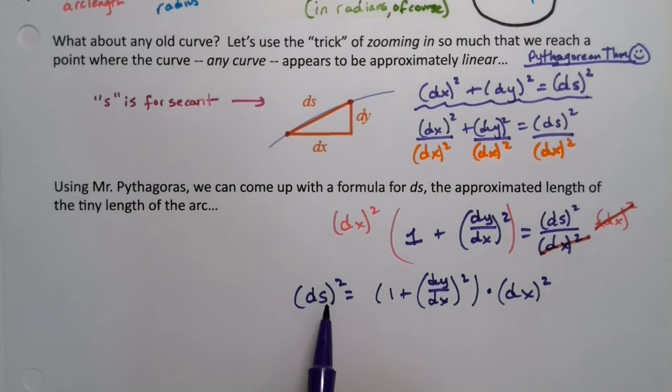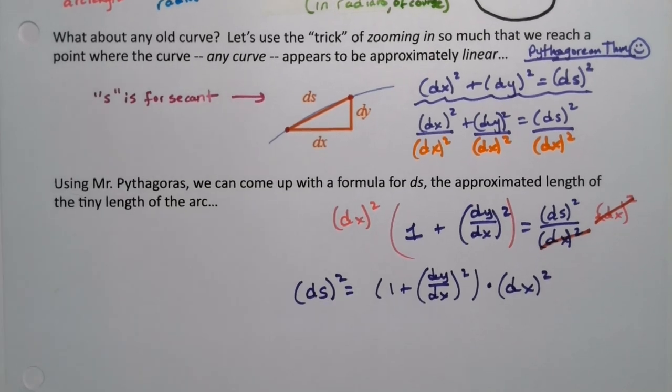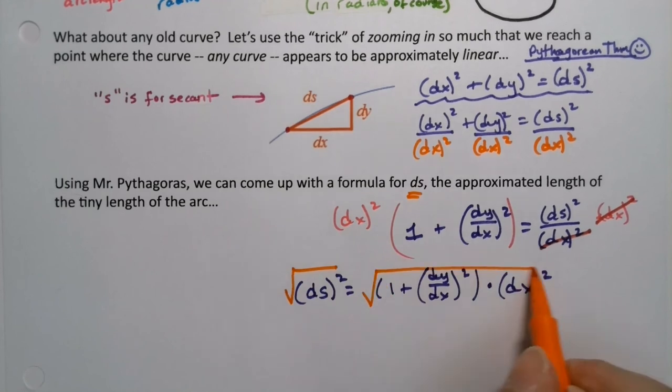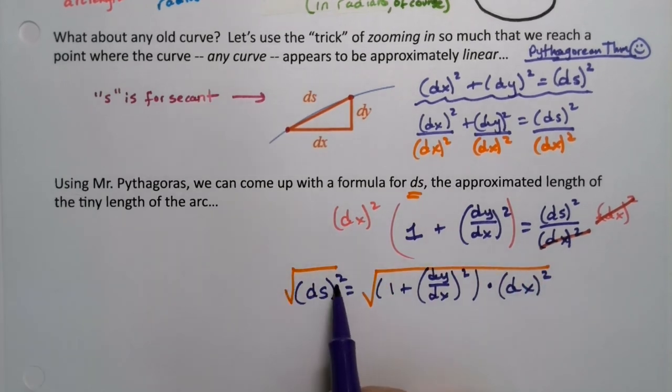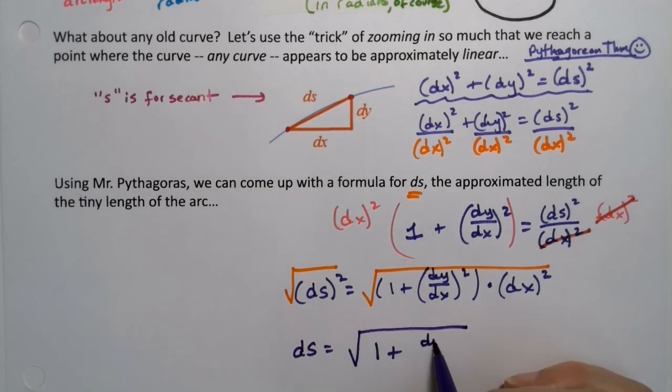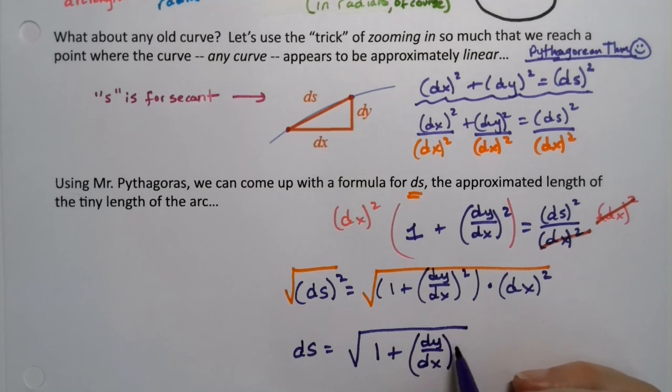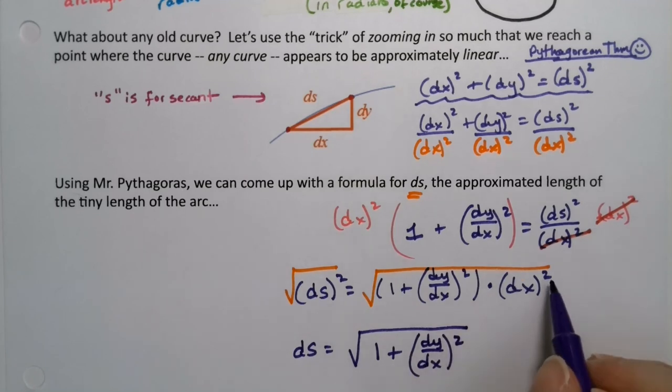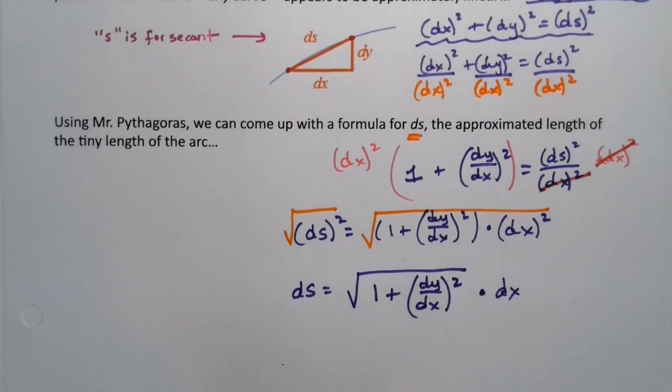Now to make ds by itself, because that's what I want a formula for, I'm going to take the square root of both sides. So the square root of ds squared will be ds, this is looking promising, equals the square root of 1 plus (dy over dx) squared. And then the square root of dx squared would just be dx. Interesting.